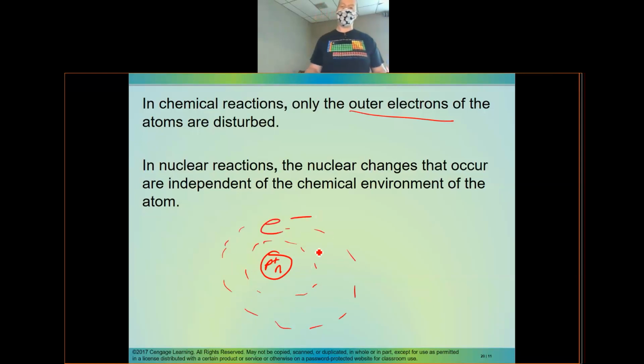When your electrons were transferred, we had an ionic bond. When your electrons were shared, we had a covalent bond. Your chemical reactions were all about breaking bonds and making bonds, and that's all about the electrons. In nuclear reactions, we're going to talk about the nucleus, which is your protons and your neutrons. Here, we will make different elements.